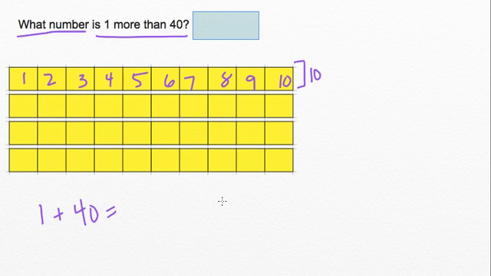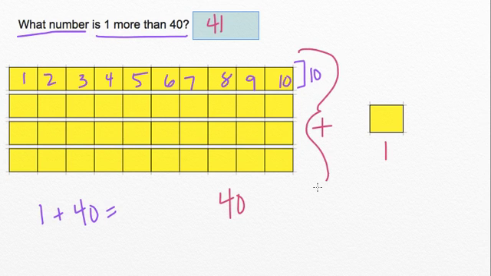So here's our 40 blocks. And now we need to add one more. So let's add one more block. There we go. So here's our one block. So we can say that 1 more than 40 is 41 because we know that we have 40 blocks here and we're just adding one more. So the correct answer is 41.